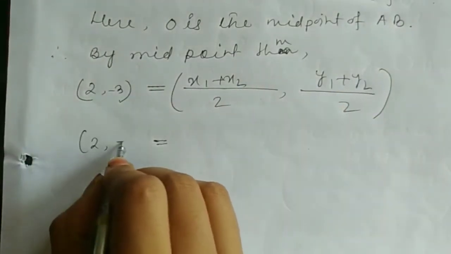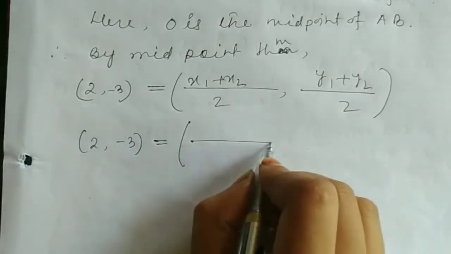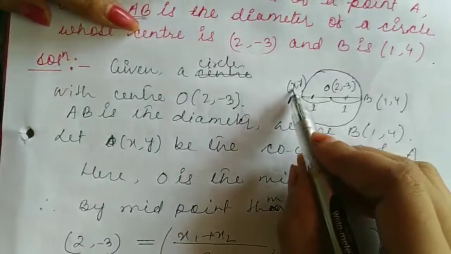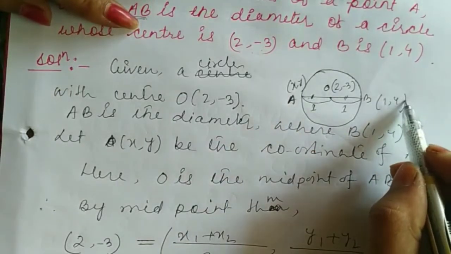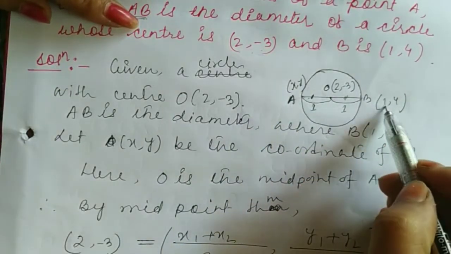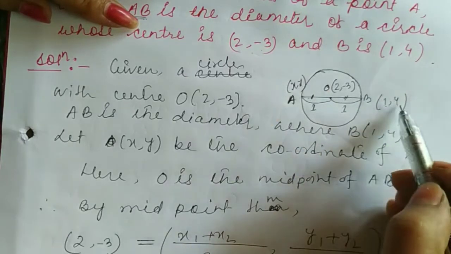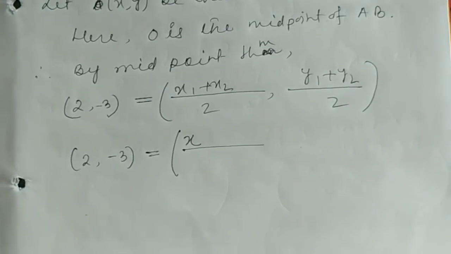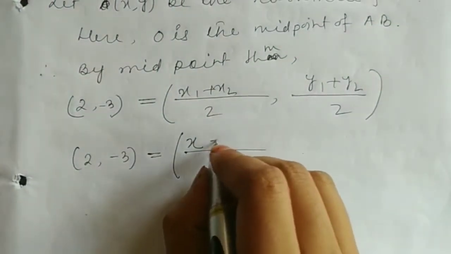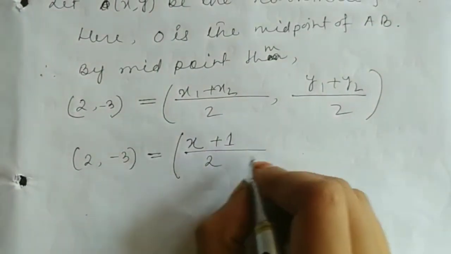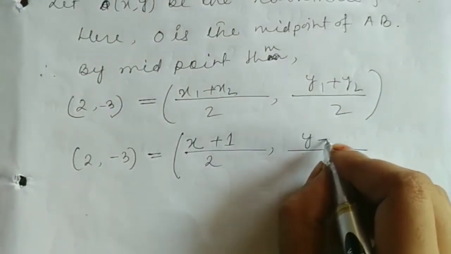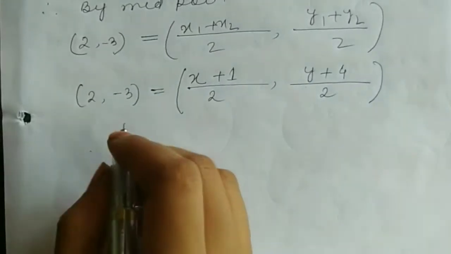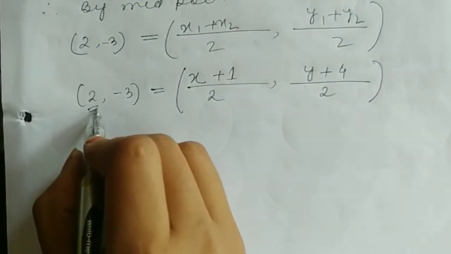So 2, -3 equals to x1. What is x1 here? Obviously x. x1 is x, y1 is y, and 1 and 4. So x1 is x and x2 is 1, y1 is y and y2 is 4. So x plus 1 by 2, y plus 4 by 2. Okay. Now, the x value.